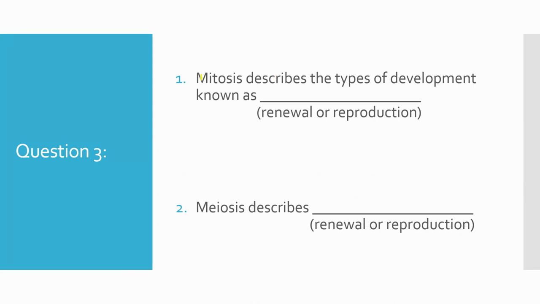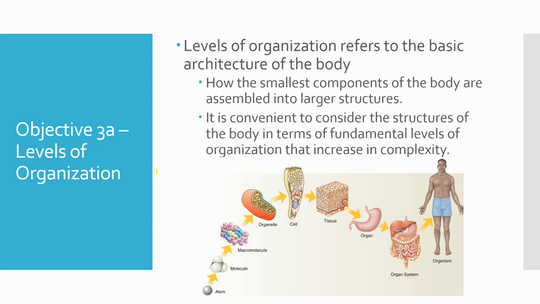Oh, forgot these questions here. Mitosis is for renewal, and meiosis is for reproduction. And that's the end of objectives 1 and 2.